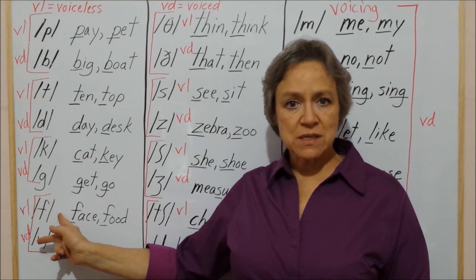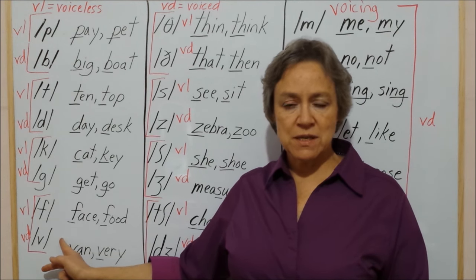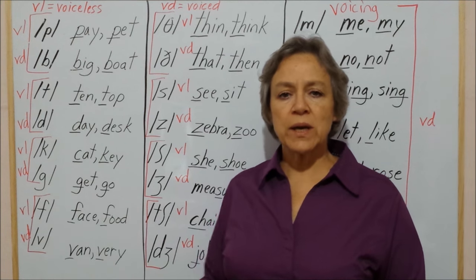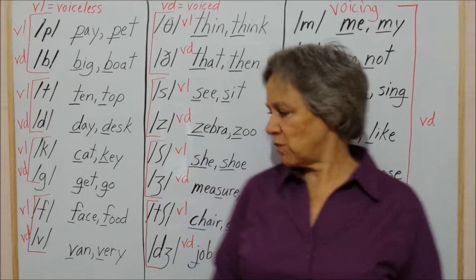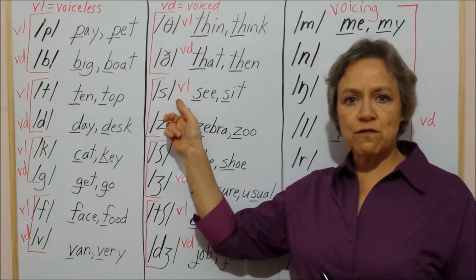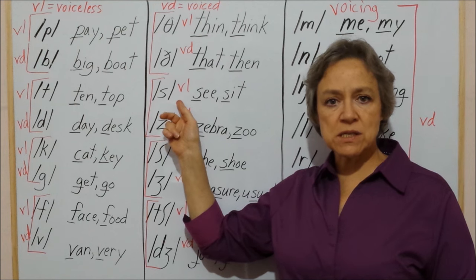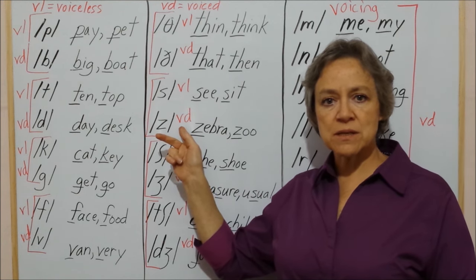F is a voiceless sound. V is a voiced sound. We can hear and feel voicing a little bit better if we look at these two sounds. The voiceless sound is S, and the voiced sound is Z.